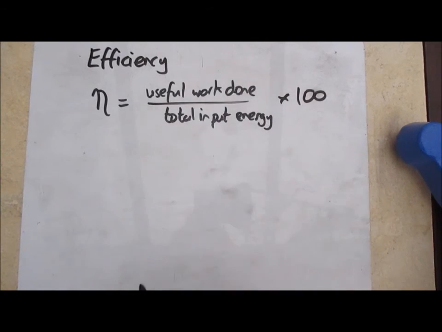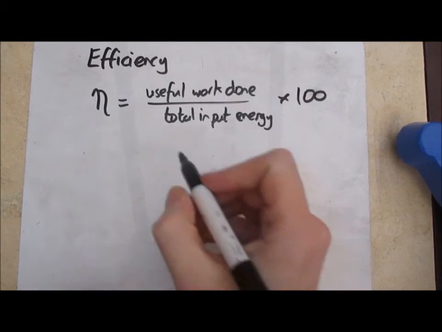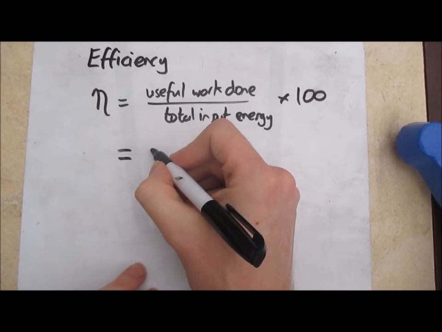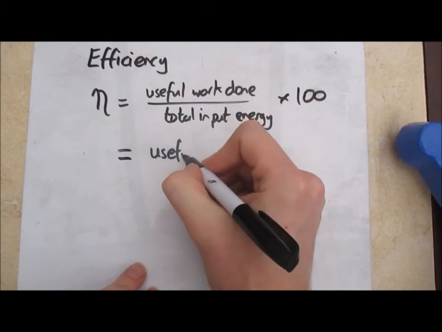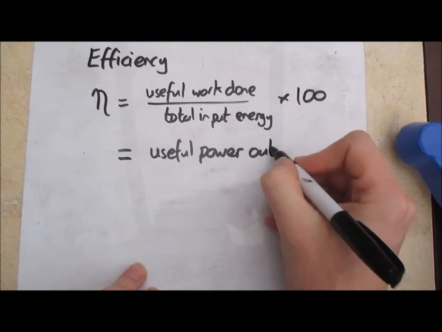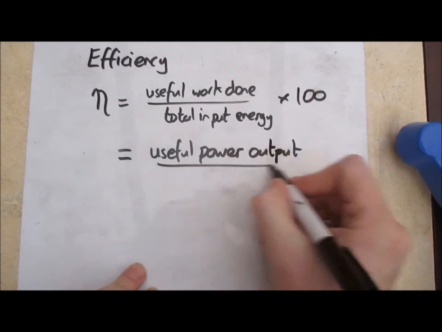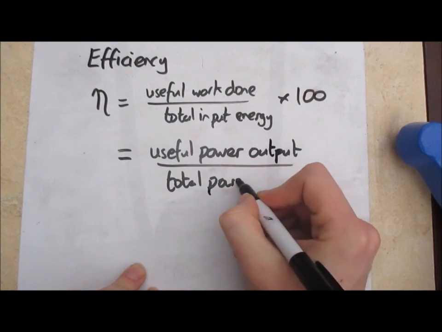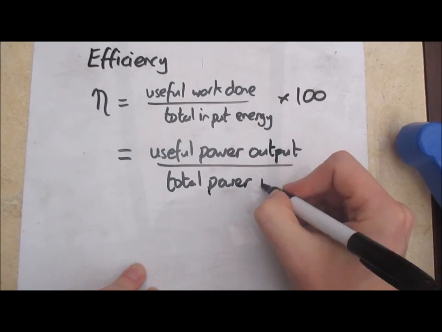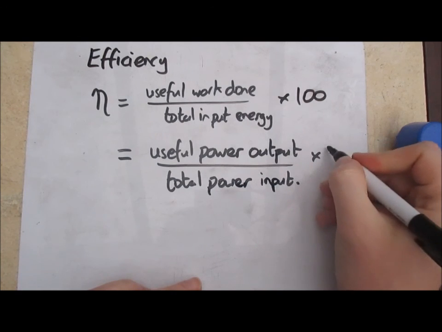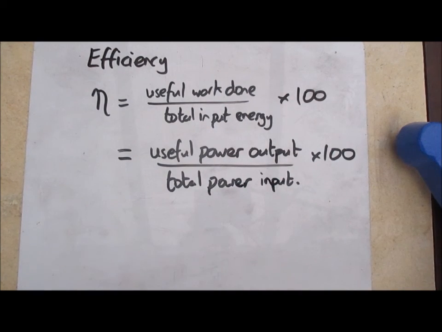The time in both those situations is obviously the same, so we can also consider efficiency to be the useful power output divided by the total power input. So the equation works both for energy and for power, so whether we're working in joules or watts, we get the same equation as long as we're consistent with those units.